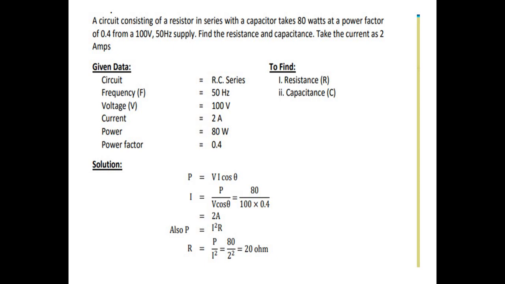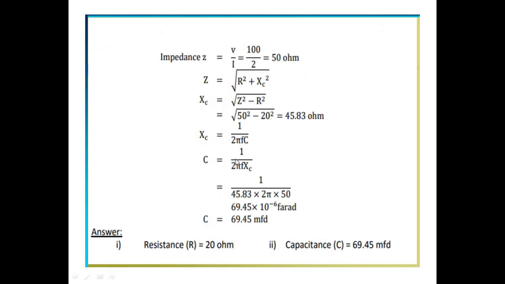Also power loss means I squared into R. Here R is equal to power divided by I squared. Power means 80 divided by 2 squared is equal to 20 ohm. First we have calculated the resistance value, and then impedance is equal to V divided by I, 100 divided by 2 is equal to 50. Here Z is equal to root of R squared plus X squared. X is equal to root of Z squared minus R squared.